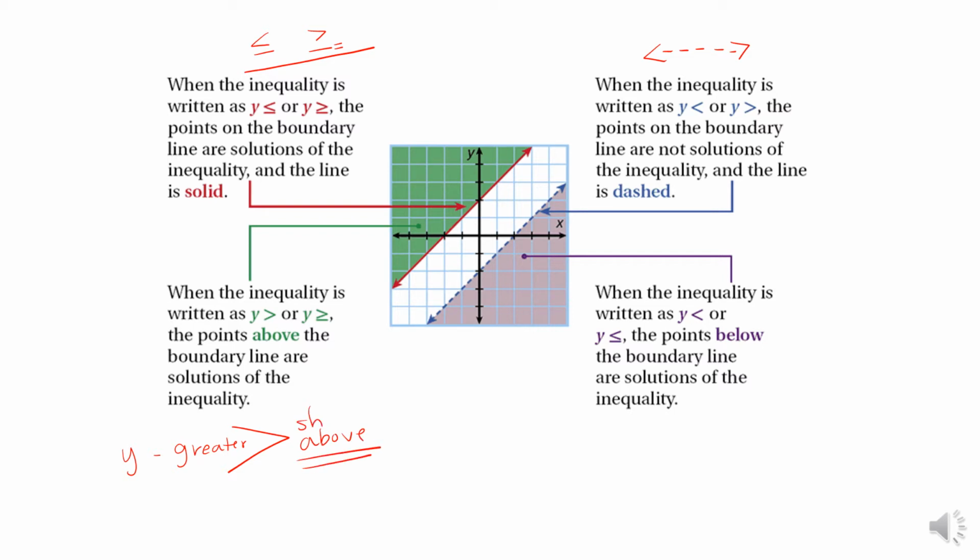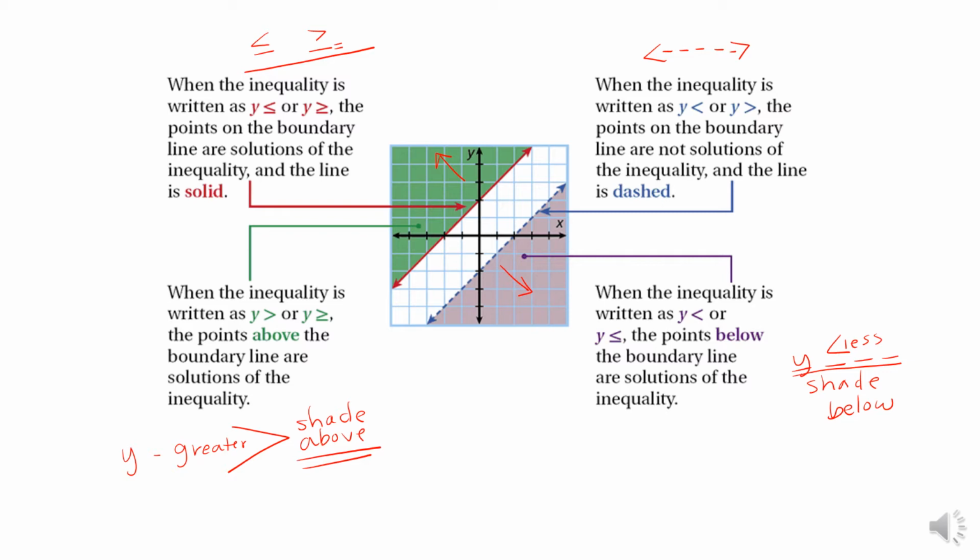So you shade above. If y is less, and it could be, if y is less, that means less, okay? Then you're going to shade below the line. Doesn't matter if it's solid or dashed. So when you look at your equation, that's telling you where to shade: below the line, above the line.